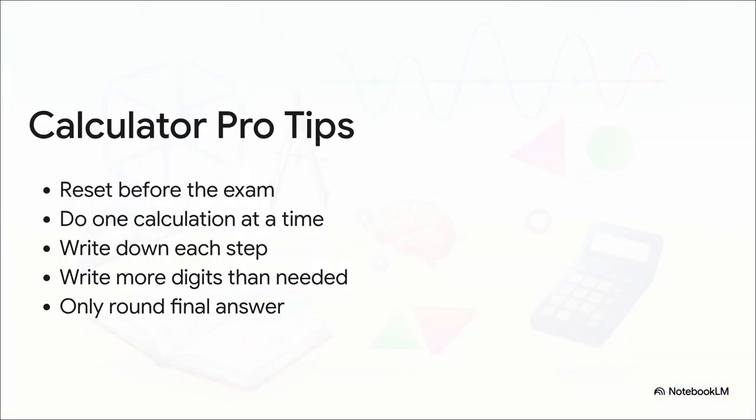All right, here are your pro tips straight from the Save My Exams revision notes. First up, reset your calculator before the exam. This stops you from accidentally answering in radians instead of degrees, which is honestly a classic panic-inducing trap. Second, do one calculation at a time. Third, if you type it in, write it down on your paper. This prevents those awful untraceable errors. Next, always write down more digits than you need from the screen during your intermediate steps. And please, absolutely do not round until your final answer, or you are going to lose accuracy marks for no reason.